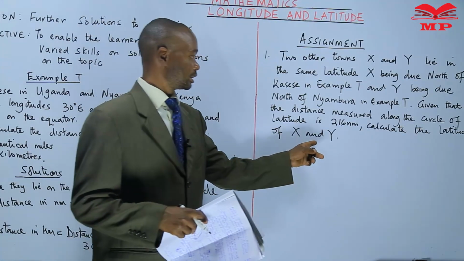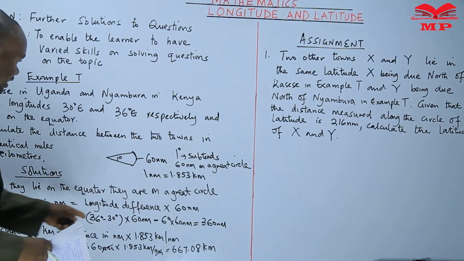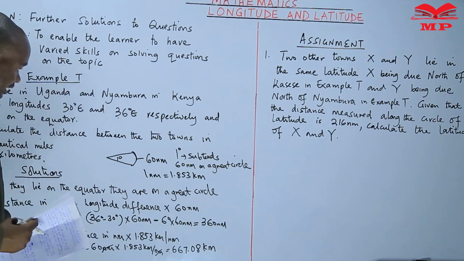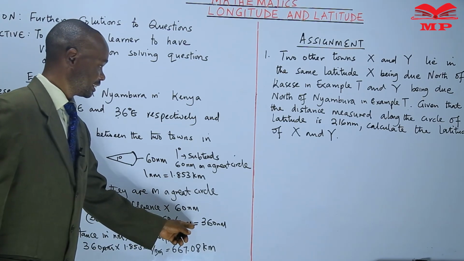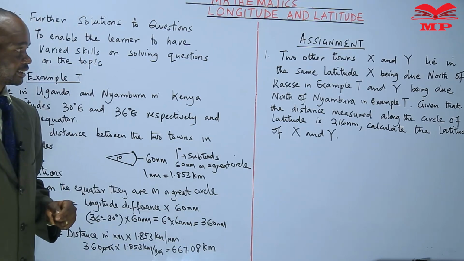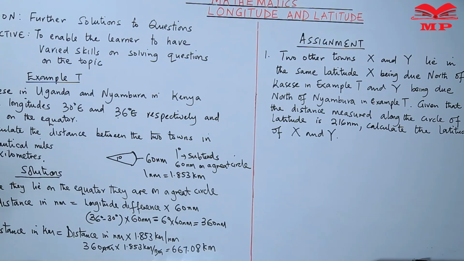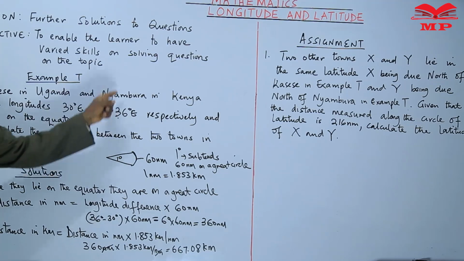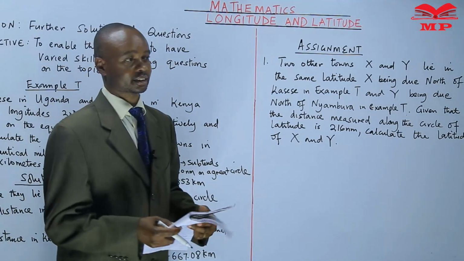And note that they are on a small circle, so you'll not just multiply like here. You'll find there is some cosine theta, the cosine of that latitude. Theta is in fact the one they are looking for here. Of course, the longitude difference will remain the same because this one is north of that.